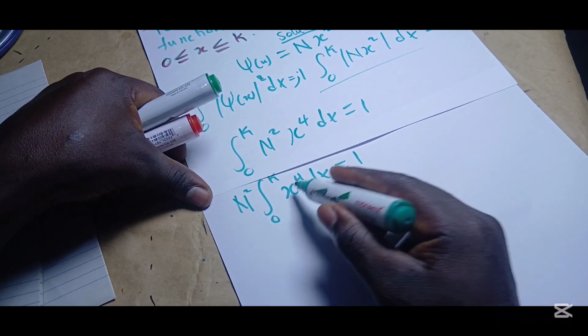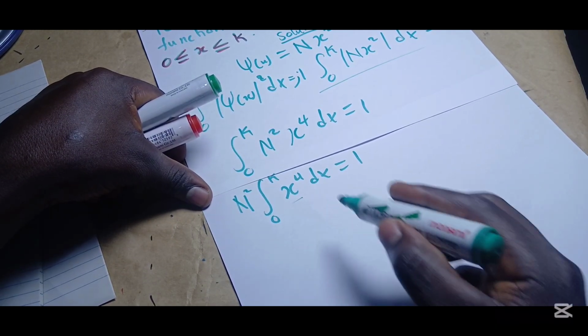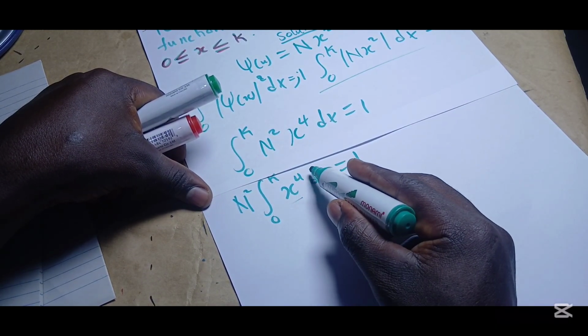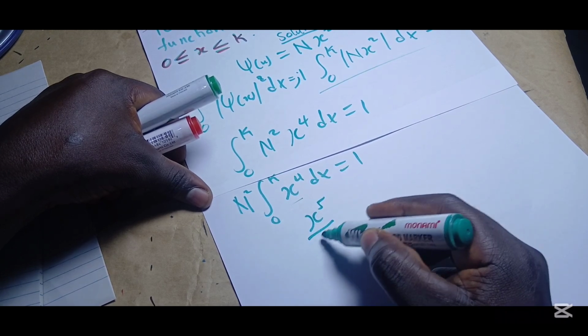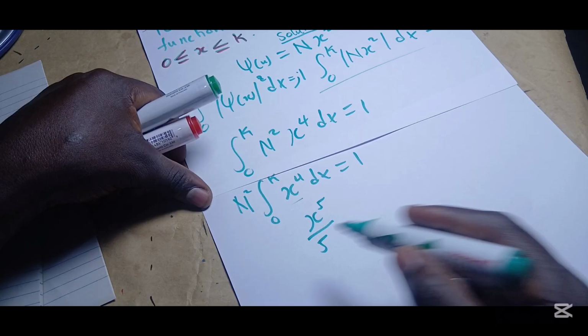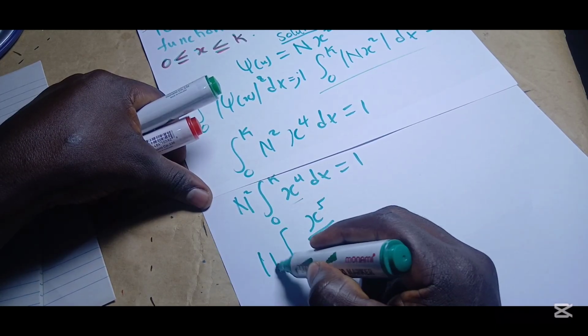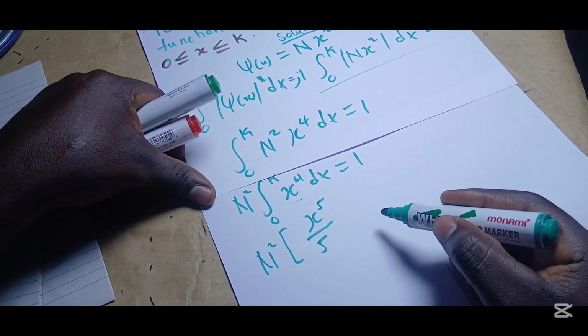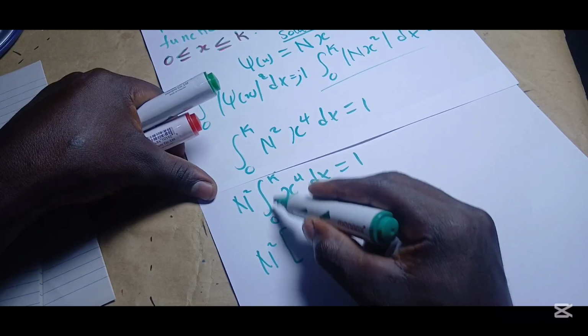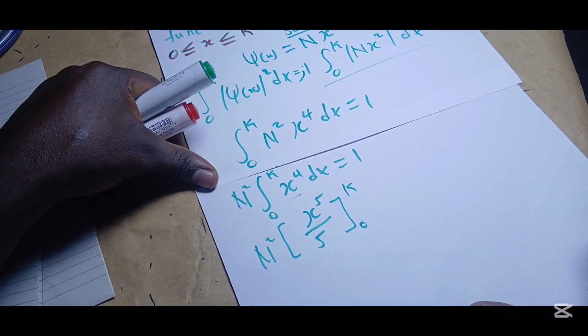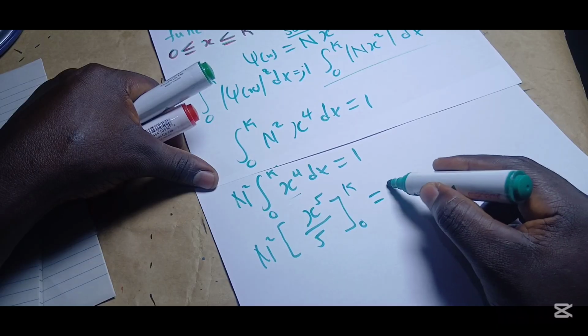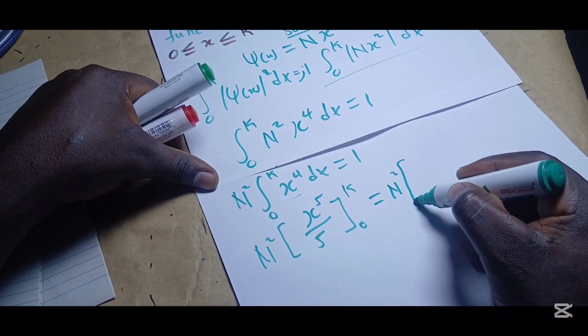Now, let's integrate this term. So 4, the power increased by 1: x to the power 4 plus 1, 5, all divided by 5. Don't forget, we have a constant here, n squared, multiplying. So now the interval from 0 to k, indicate it here. So this should be equal to n squared, which is here, multiplying.